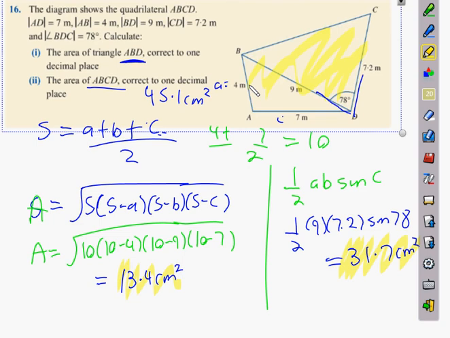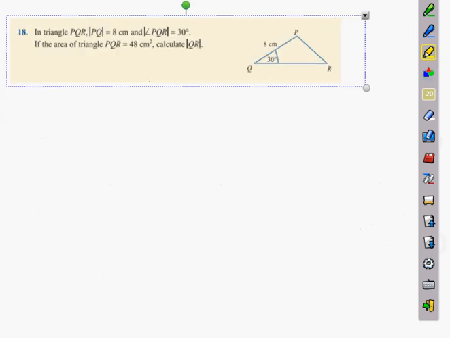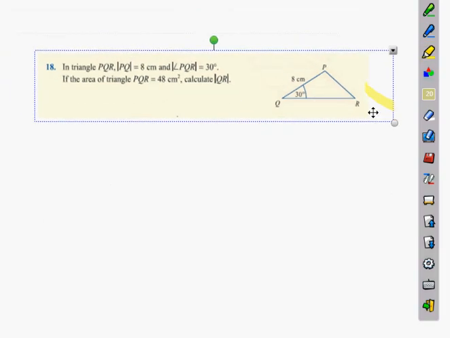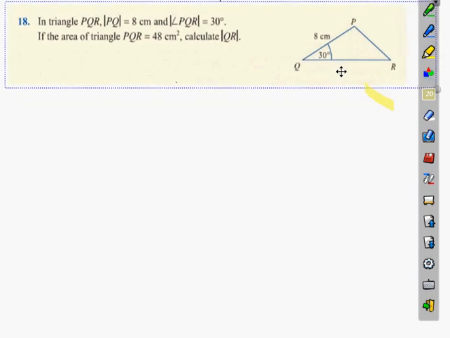Nice one, 18. Yeah, just looking for it now. There's 18 there. Now, 18 is slightly different. It basically gives you the area, and you have to work backwards. The whole question is, it wants to find out what QR is. So what do we label QR? Pick a letter that's not in use already. X, okay? Now, what formula would you use?